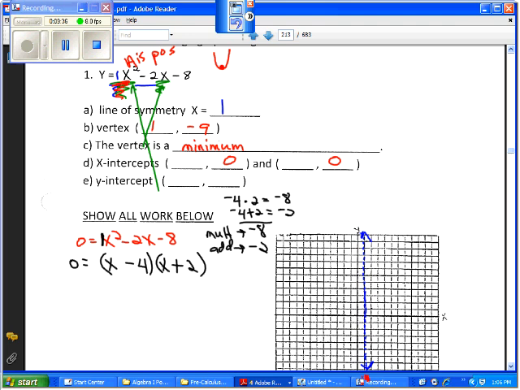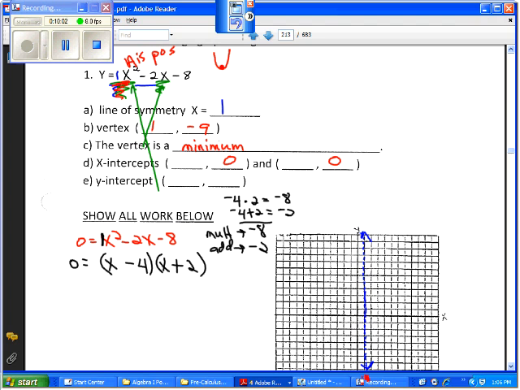If a is 1, you can think, what do I multiply to get my c and add to get my b? And if you can think of those, you stick them right straight in. Yes? No, it's correct. Multiply to get negative 8 and add to get negative 2. It's correct. Yeah. But thanks for asking.